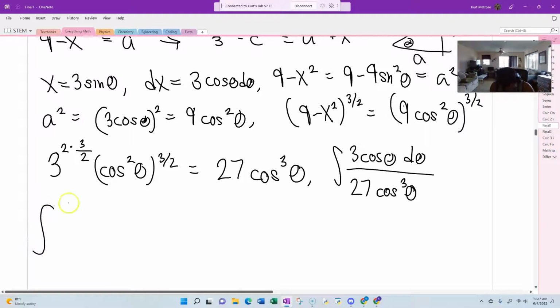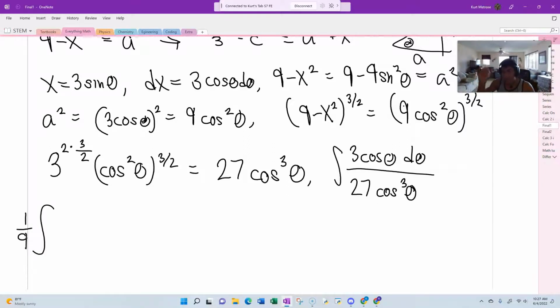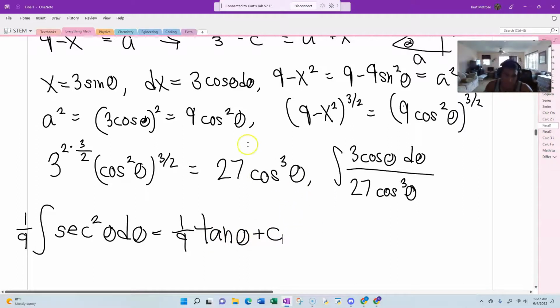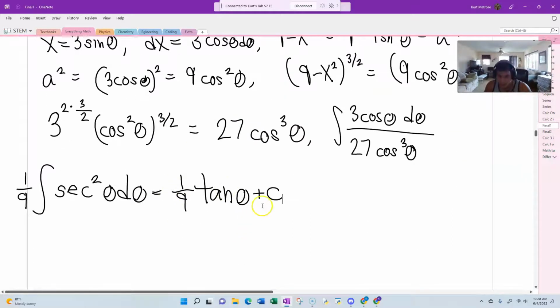Okay, well then what does this become? This becomes 1/9 times the integral of cosine divided by 3 cosines, which is just 1 divided by cosine squared, which is secant squared theta d theta. And we know that this is equal to 1/9 tangent theta plus c. But we want this in terms of x, right? We don't want this in terms of theta.